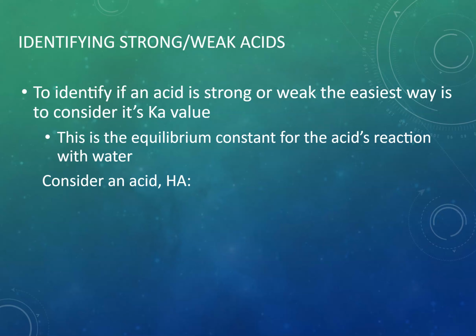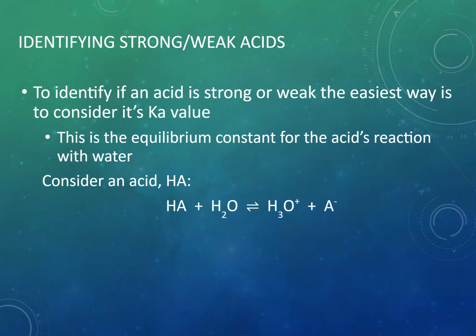So if we consider any generic acid, we're going to call it HA, where H is the hydrogen ion and A is the anion. Okay. That acid, assuming it's a weak acid, well, even if it's a strong acid, but I've drawn it with an equilibrium arrow, so we're going to think of it as a weak acid, will react with water to donate its proton, forming an anion.